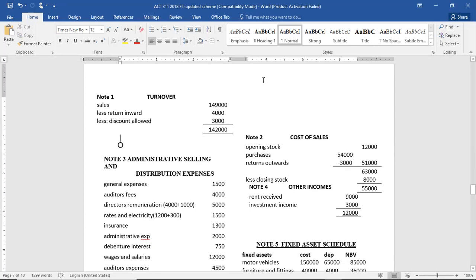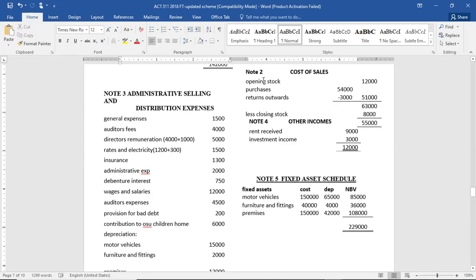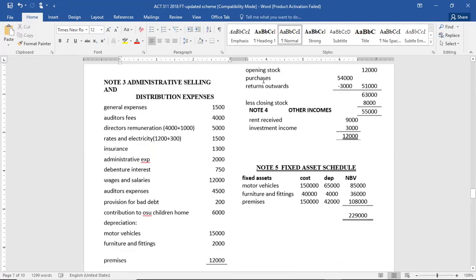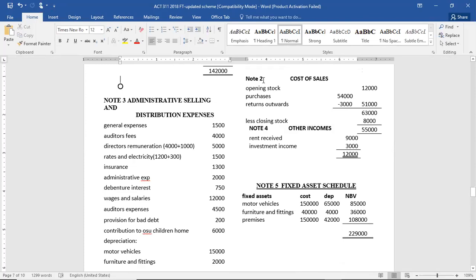So note 1, turnover. Note 2, cost of sales. Note 3, we did other incomes. Note 4, we did administrative, selling and distribution expenses. And then note 5, we did our fixed assets schedule. Now let's look at the presentation itself. So we are going to solve the question itself now.